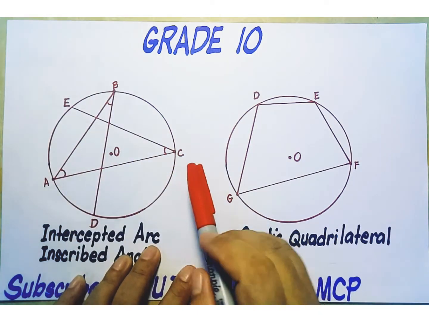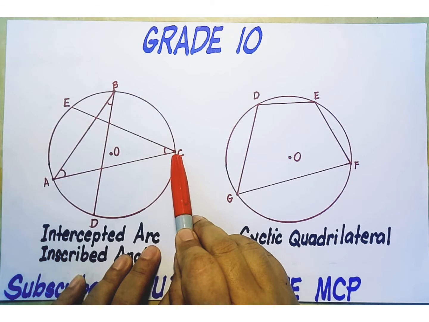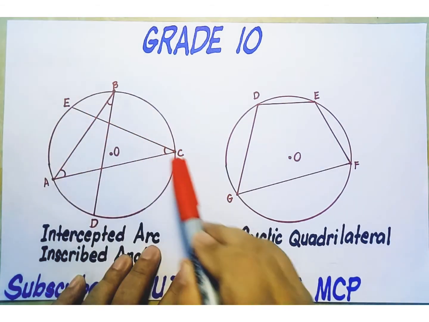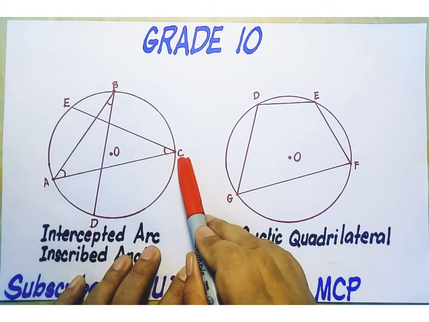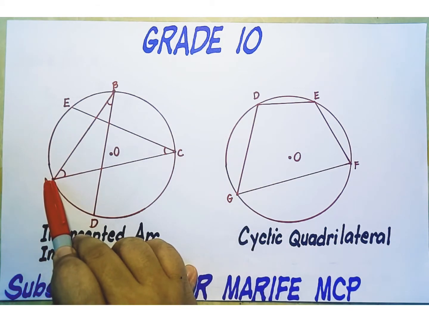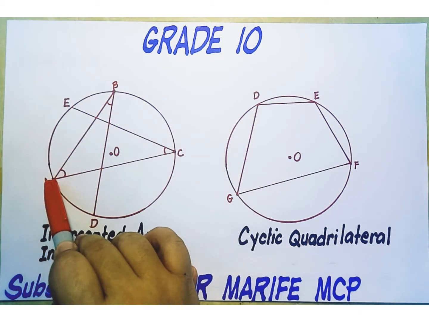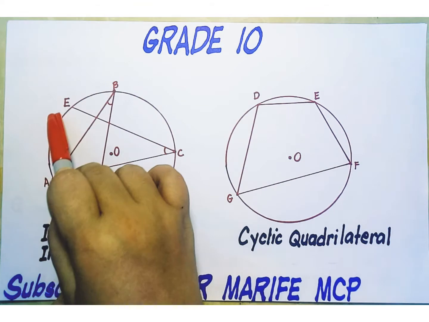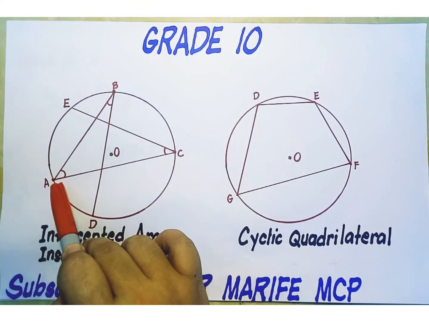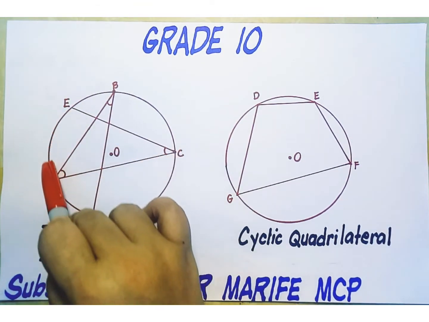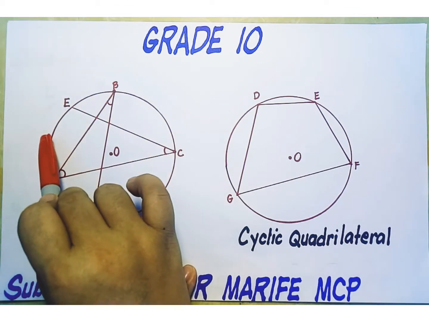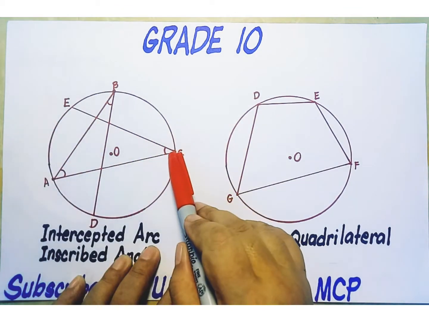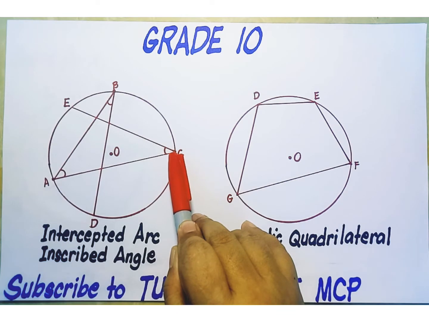One last example. Look at angle C. These are the sides of angle C, chord CE and chord CA. The section of the circumference enclosed by the two chords is this arc, arc AE or arc EA. We call this the intercepted arc of angle C. Okay?